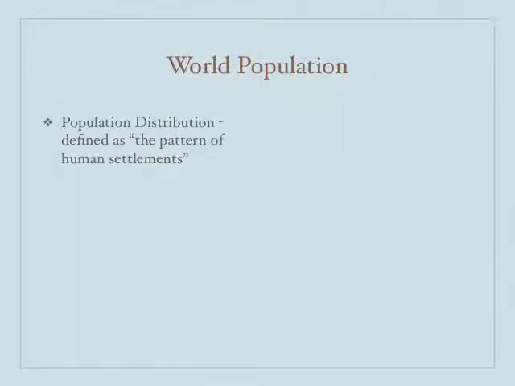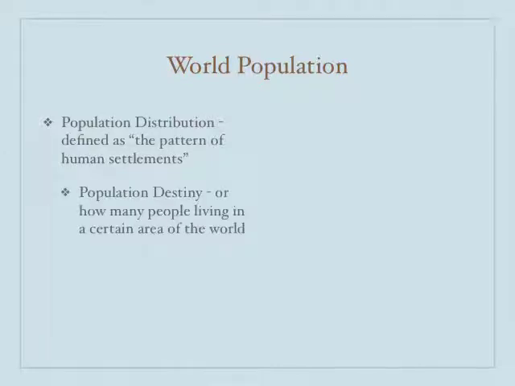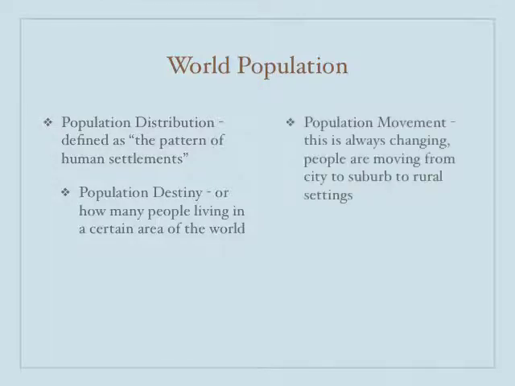Continuing with world population, the population distribution is defined as the pattern of human settlements. Where do people live? Population density, or how many people living in a certain area of the world. Population movement, this is always changing. People are moving from city to suburb to rural, depending on where you are in your life, what type of economic system you have, religious system, social system. And 50% of the world lives in cities around the world.